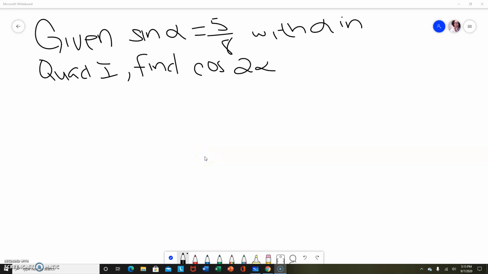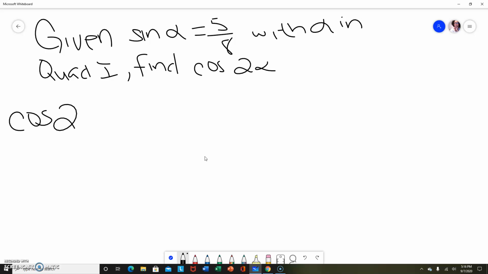Okay, we're given that sine alpha is equal to 5 over 8, with alpha being in quadrant 1. We want to find cosine of 2 alpha. And so this is one of our double angle formulas. The double angle formula for cosine in particular, there are actually three.